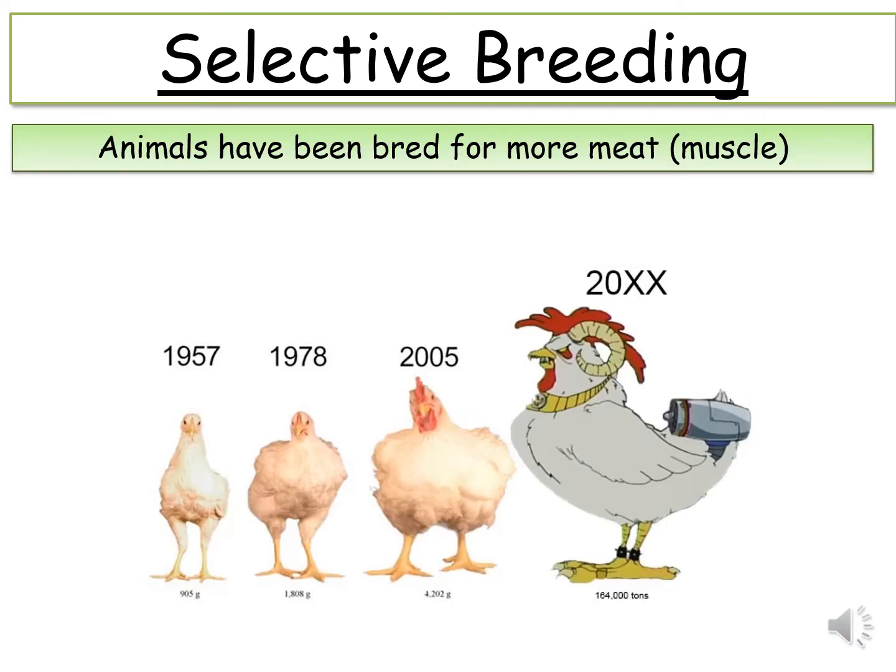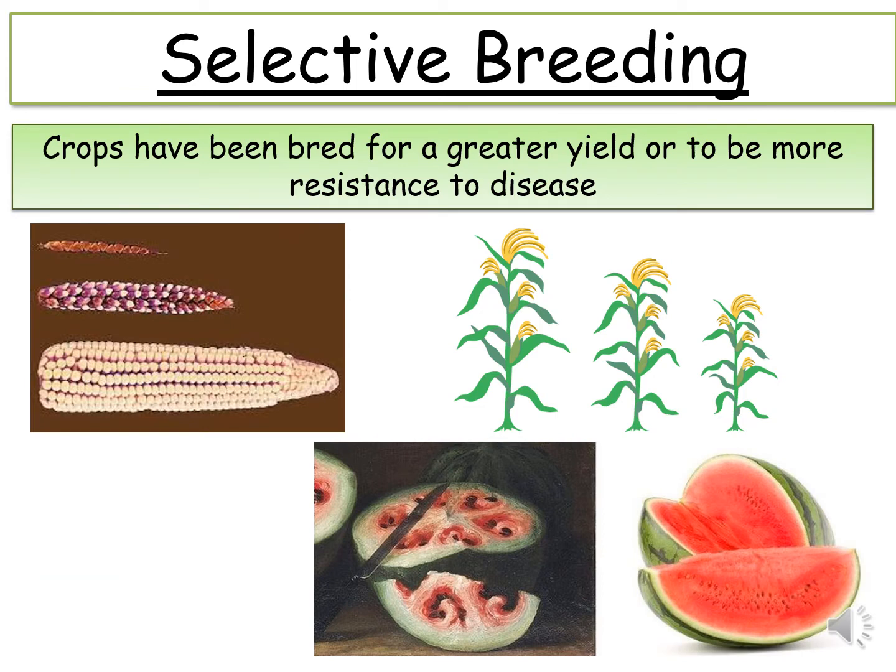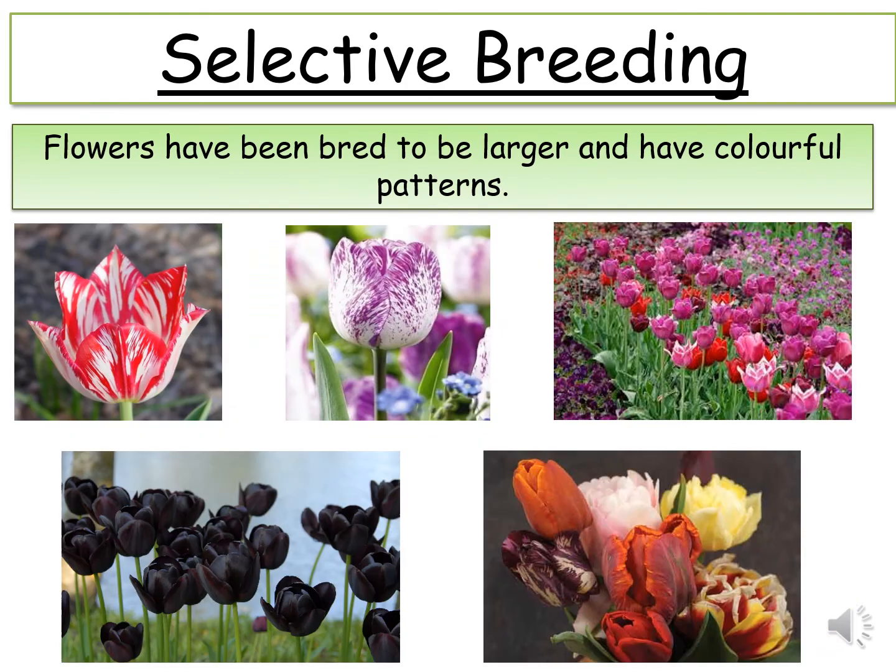So there are a number of reasons why animals have been selectively bred over the years. One, it's because animals have been bred for more meat or more muscle, making them bigger. Secondly, animals have been bred, such as cows, for more milk. For example, this breed here produces a lot of milk and the milk is lower in fat. Crops have also been bred for a greater yield or to be more disease resistant. Flowers have also been bred to be larger and have colourful patterns.